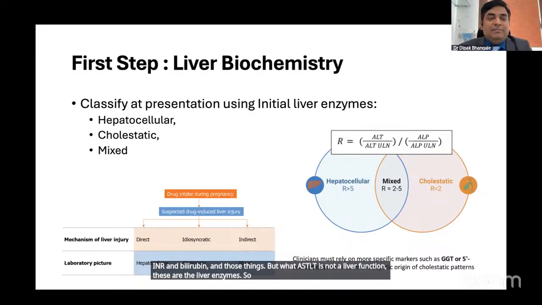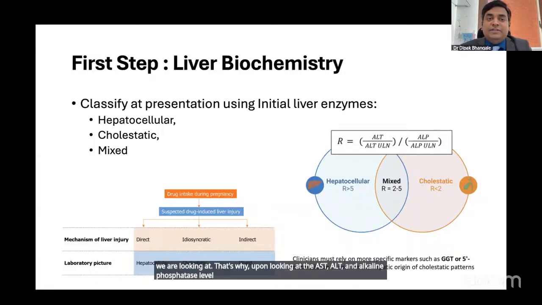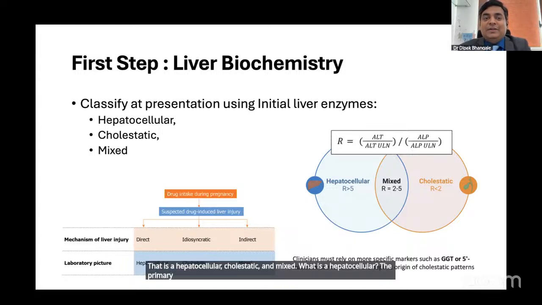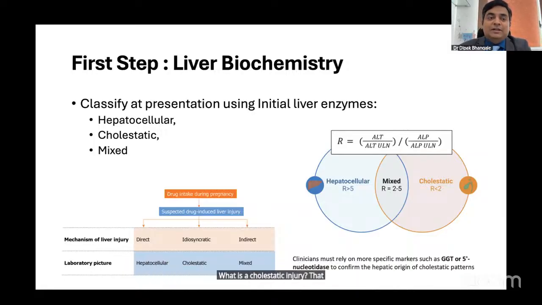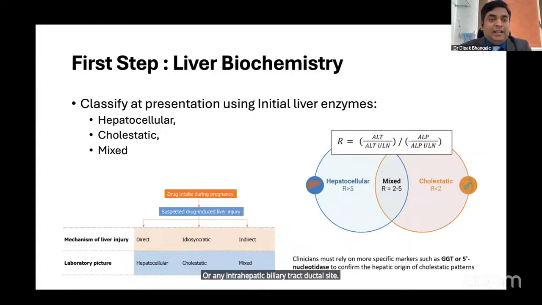Those determine the type of injury we are looking at. Upon looking at the AST, ALT, and alkaline phosphatase levels, we can differentiate the injury into three types: hepatocellular, cholestatic, and mixed. What is hepatocellular? The primary injury is at the hepatocyte level. What is a cholestatic injury? The primary injury is in the gallbladder, biliary tract, or any intrahepatic biliary ductal site. And sometimes it is mixed, so both components are involved.